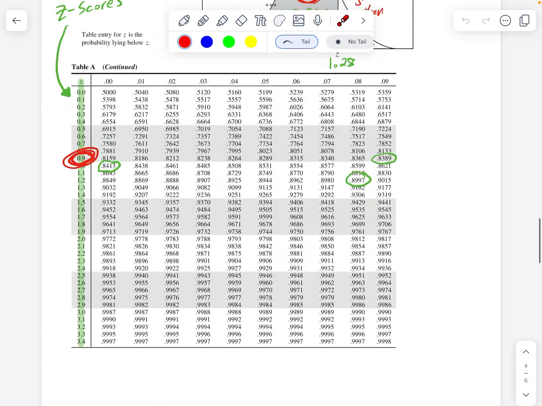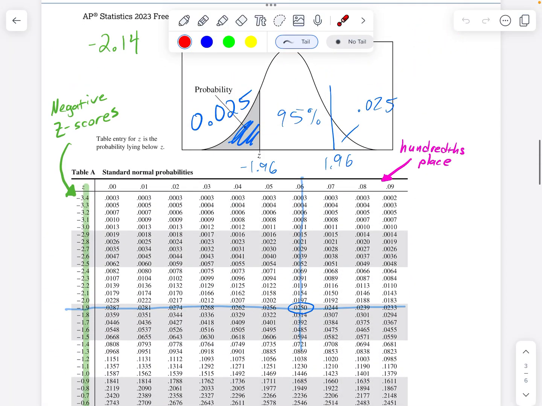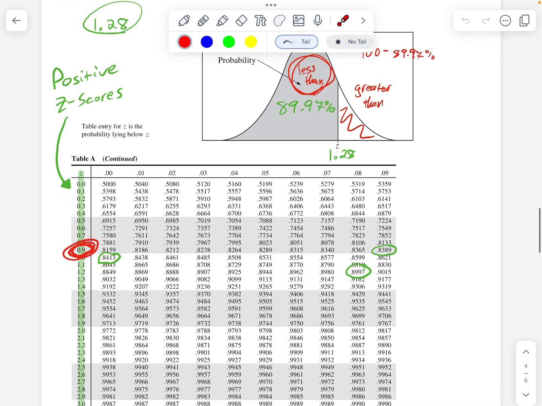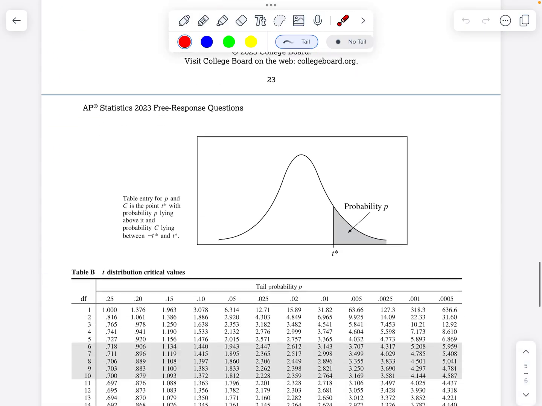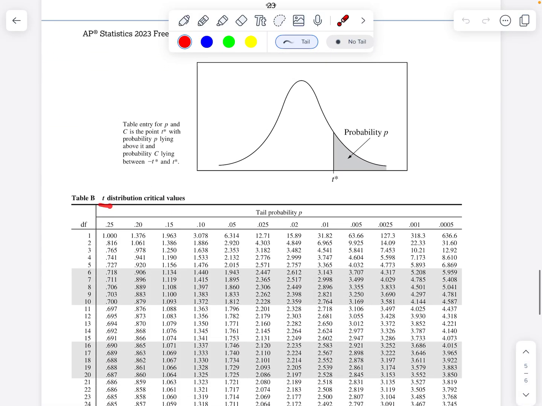This is the second to the last page. This is not Table A. Table A is for z-scores. See that? It's not that one. This is the second Table A. That's for z-scores, so it's not this one. It is this one, Table B, which says t distributions, okay?